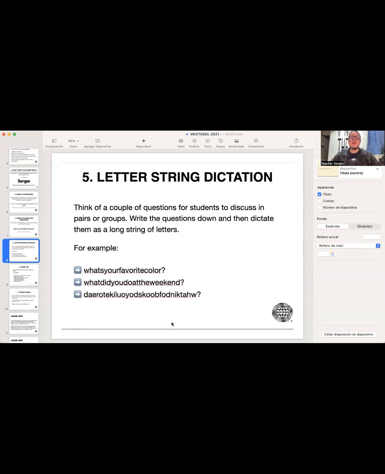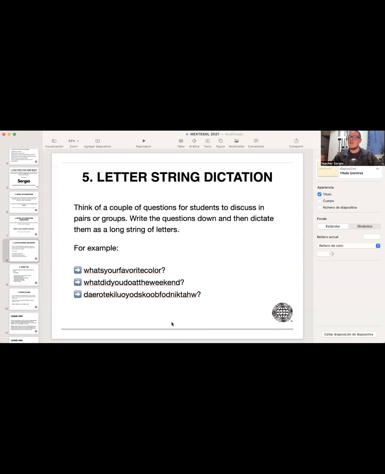And this is called a letter string dictation. Now, think of a couple of questions for your students to discuss in pairs or groups. Now, these questions have to be good for discussion. So you have to think about them beforehand, maybe have them ready, and you can do one of these two things.